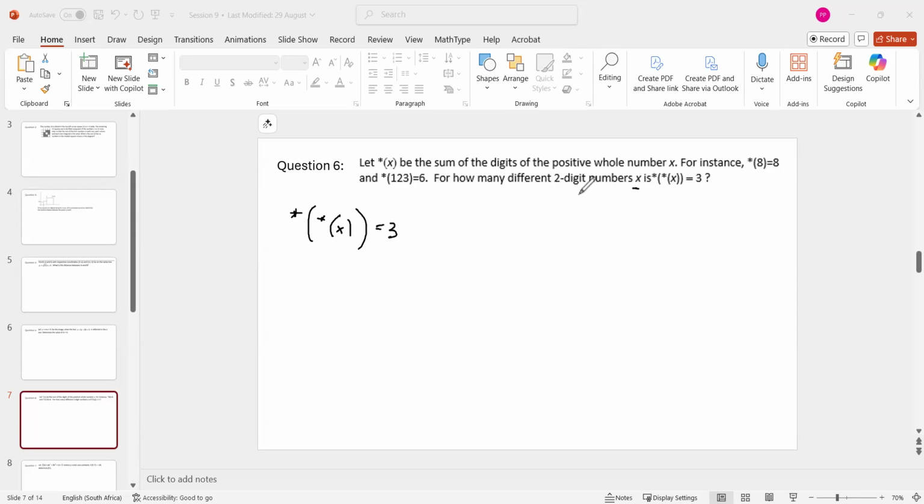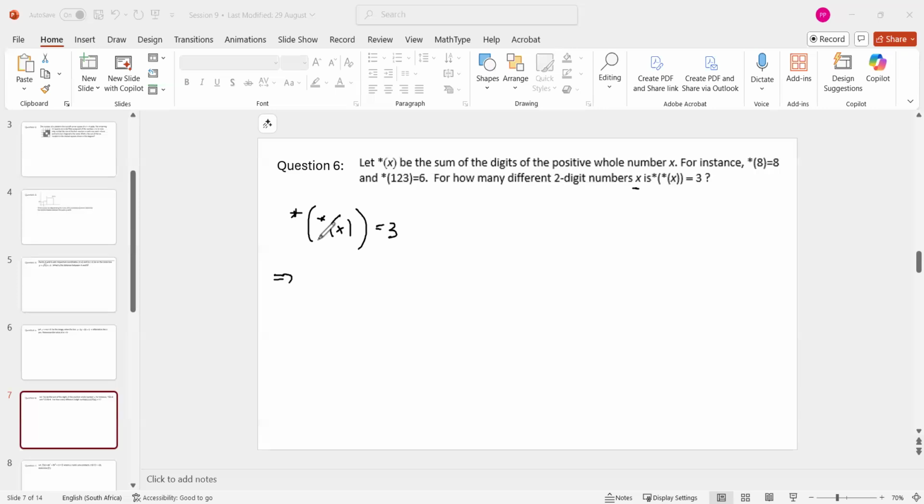So you have to solve for x, right? But you got a double star here. So how do you find x? So let's just understand what this is.